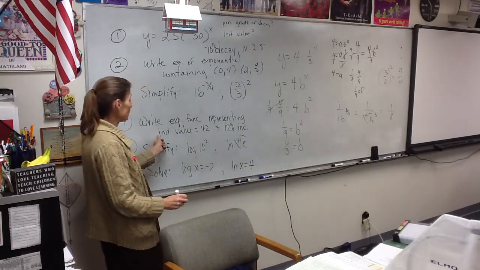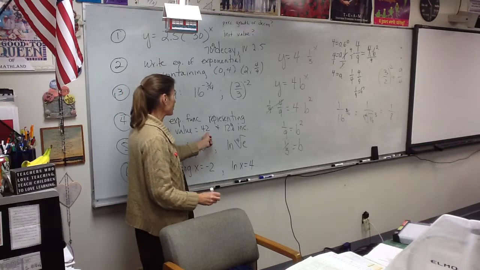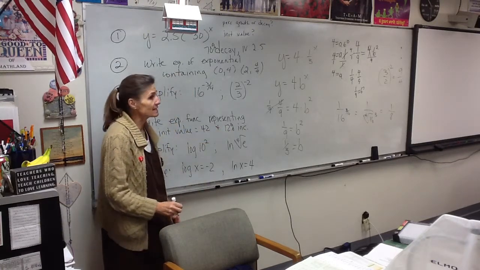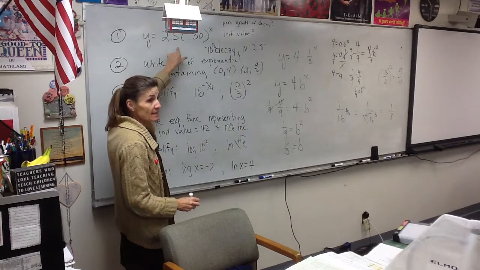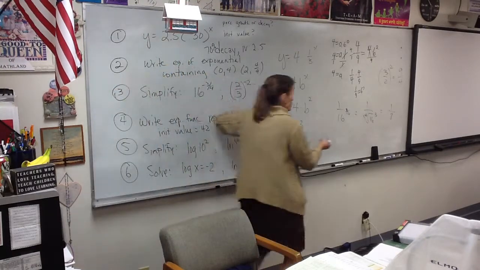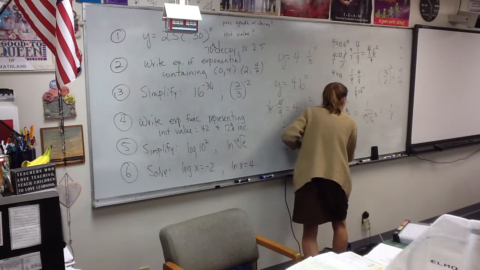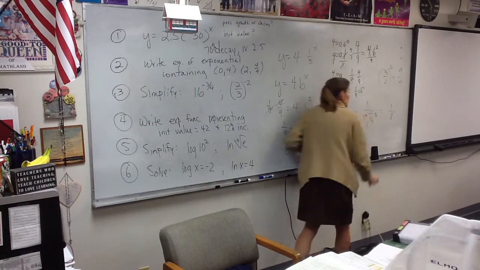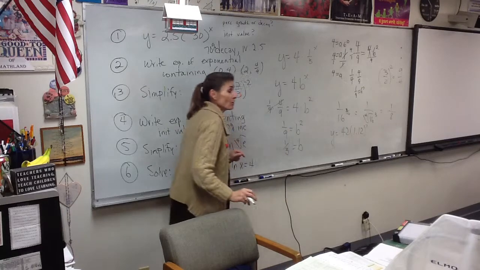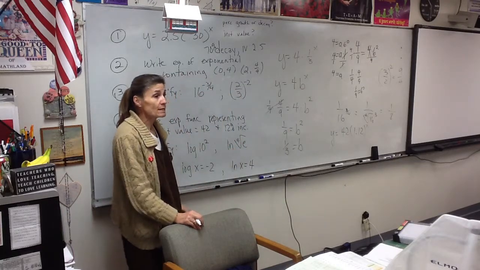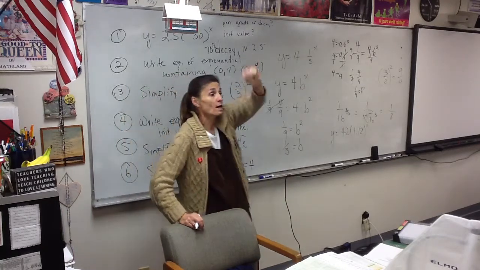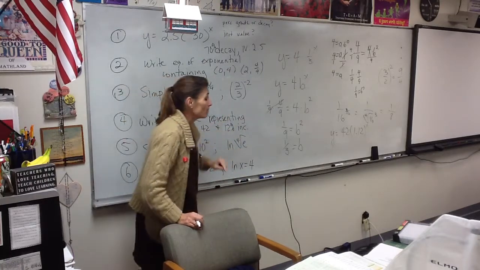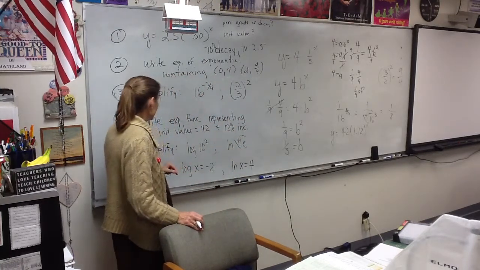Write an exponential function representing an initial value of 42 and a 12% increase. That's easy. It's going to look just like this. Only what are the numbers going to be? y equals 42 times 1.12 to the x. Remember, your percent increase is how much more than 1 you are. So 1 plus 12%, 1.12.